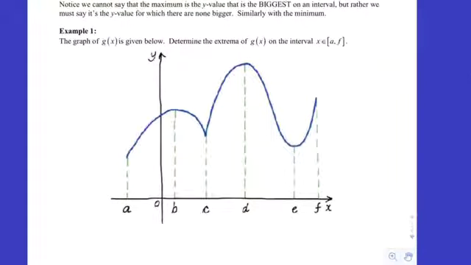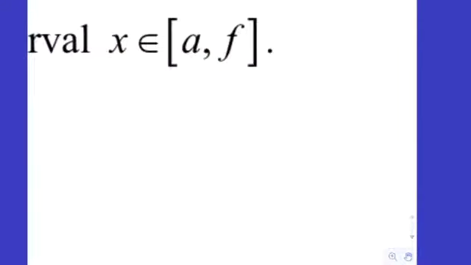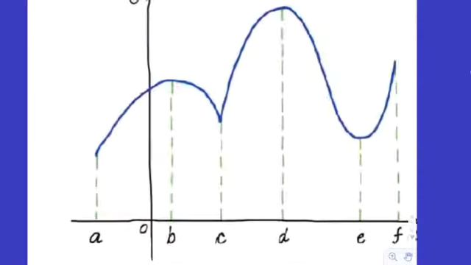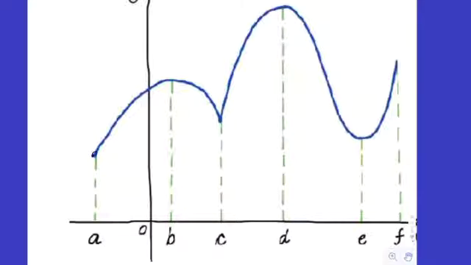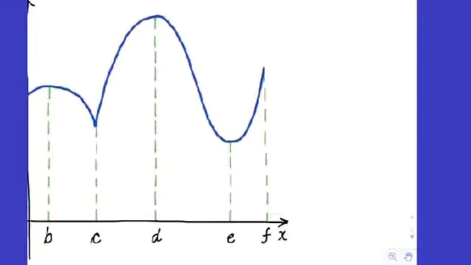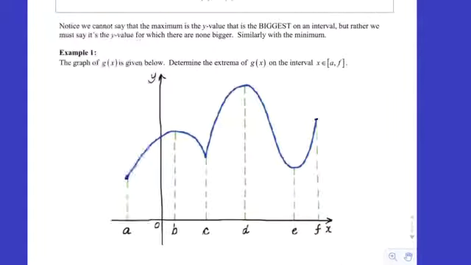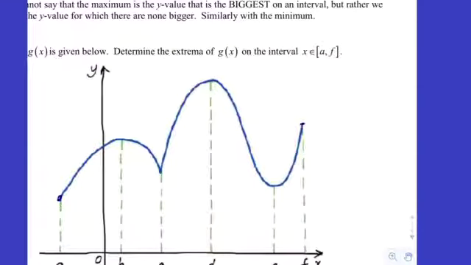Okay, let's take a look at example 1. The easiest way to spot max and mins are from a graph. So we have this function given below. We're looking on the closed interval from a to f. So that's all the way from this point here to this point here. Do we have a maximum? Yes. Where is it? Yeah, is D the maximum?